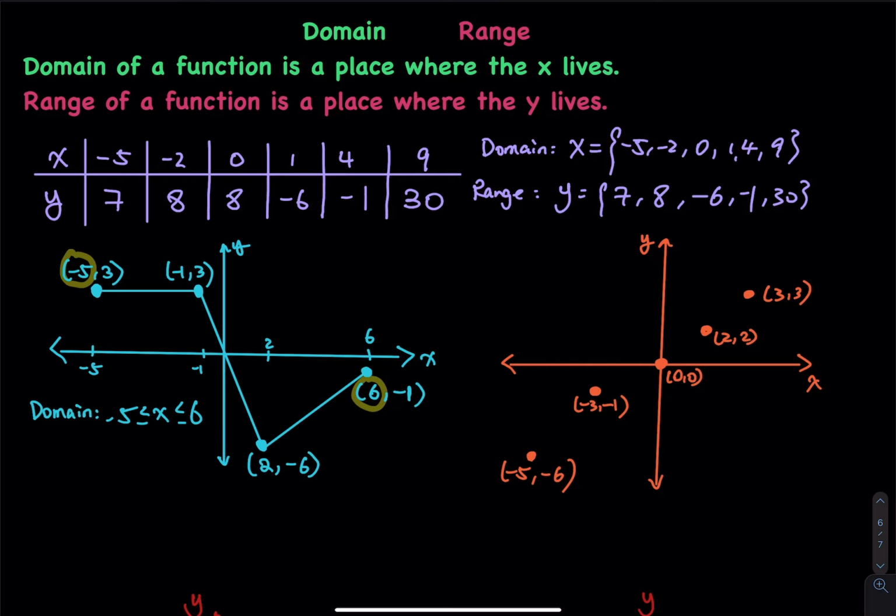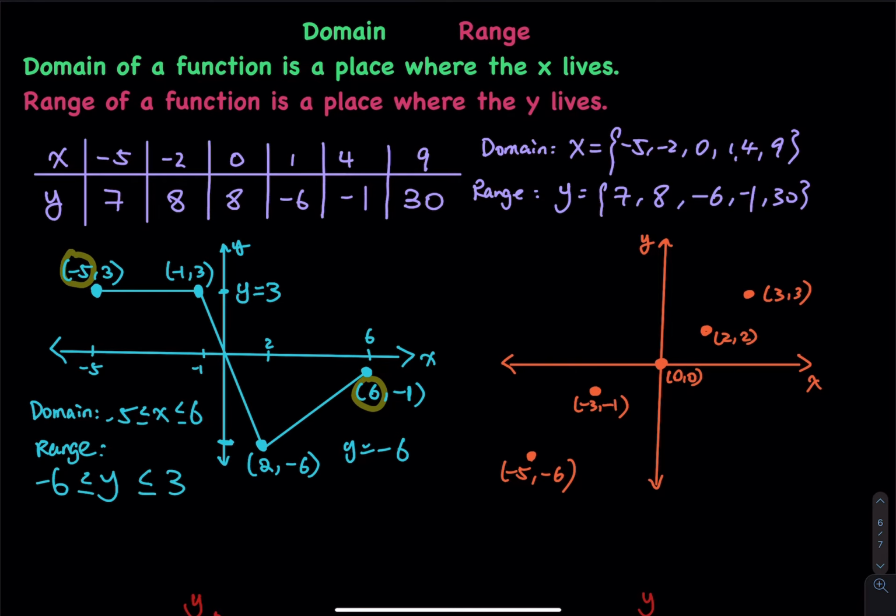What about range? What is the biggest y value? The biggest y value is y equals 3. And then the smallest y value is y equals -6. So I'm going to put y is between, with the small number on the left, -6 and +3. All right.